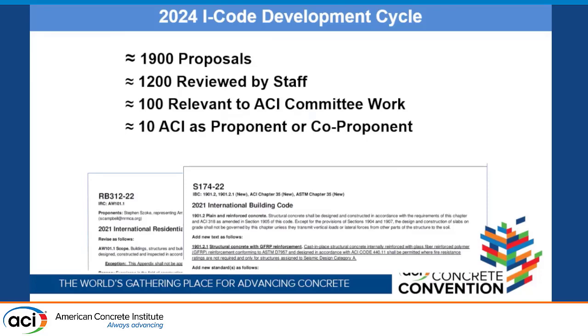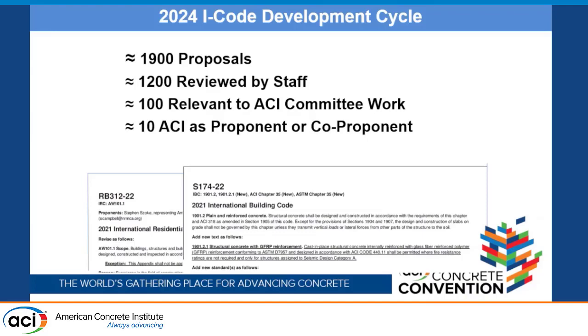So here's the process. Anybody can submit a code change to the model code. This past cycle, there were over 1,900 proposals submitted. We have 2 code advocacy engineers, Carrie and myself, who go through those. Of those 1,900, we threw a bunch out because they were mechanical or plumbing or electrical, and that really doesn't have anything to do with concrete. But for the things that could potentially impact the concrete industry, there were 1,200 code change proposals that needed to be reviewed. Of those, we found that 100 were really relevant to ACI committee work.